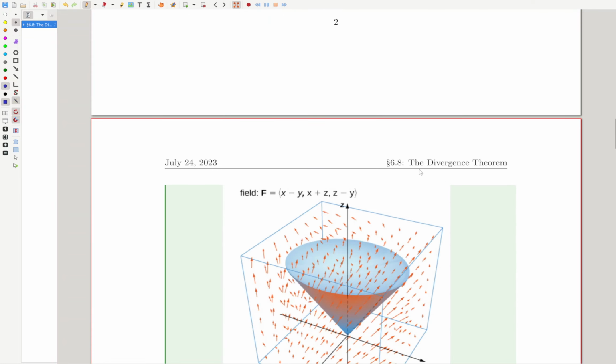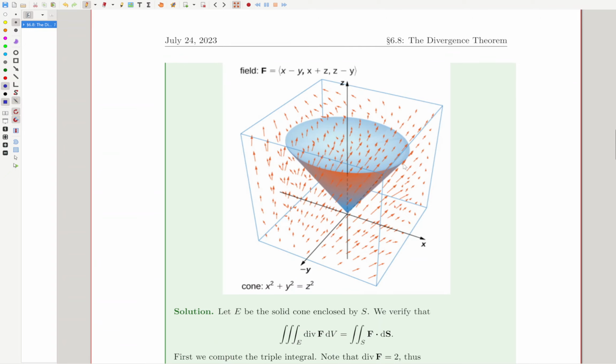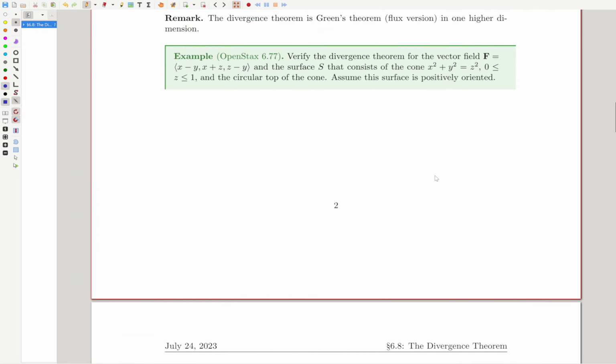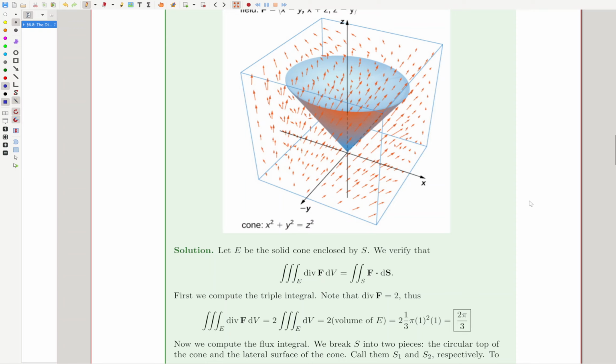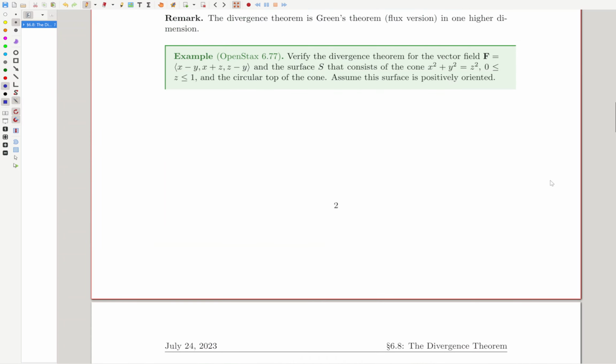Okay, and I believe there's an illustration. This problem wants us to verify divergence theorem, so we're going to compute both sides of the divergence theorem. First, we start with computing the triple integral side. So we do a triple integral over this. This will be a scalar function, since once we take the divergence of a vector field, we get a scalar function back out. We can quickly check that for this vector field, the divergence is equal to 2.